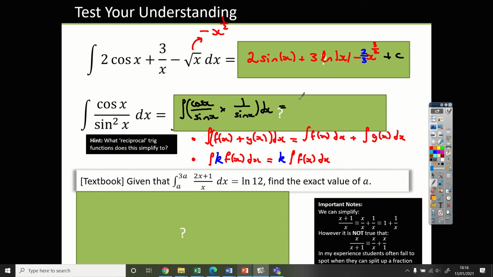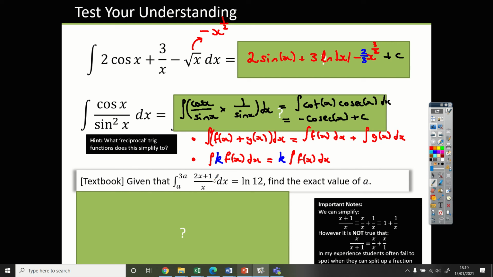Each has its own name, and then when we put them together, we can see what it integrates to. Cos over sine x is cot x. 1 over sine x is cosec x. And from our list of derivatives on the previous couple of slides, that integrates nicely. That goes to minus cosec x plus c. So again, one of the standard ones in disguise.